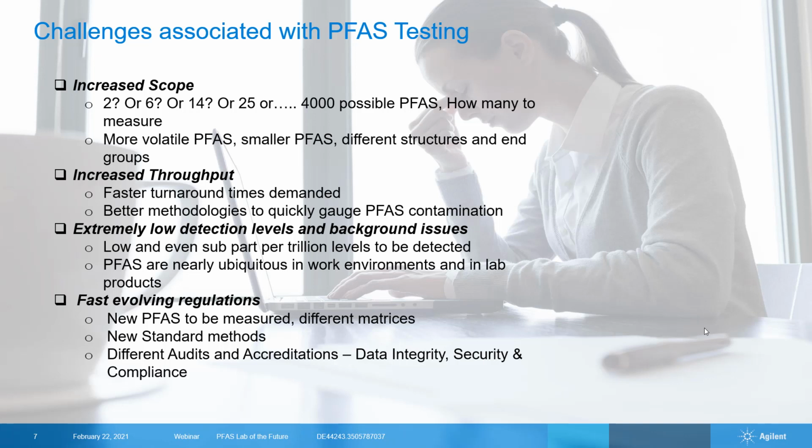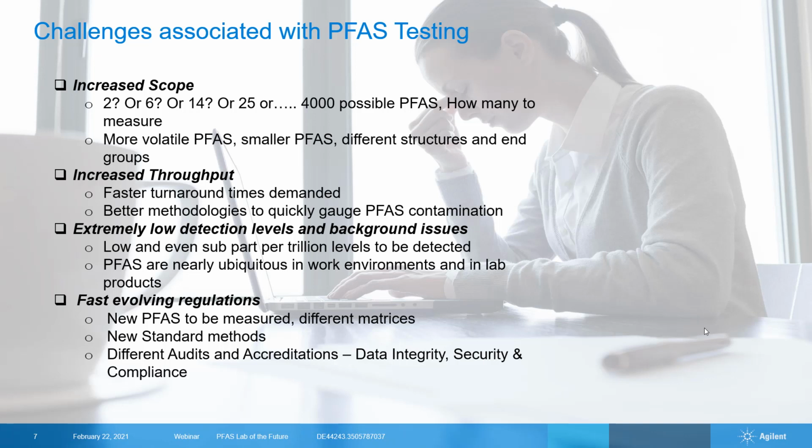So we're going to see this increased scope from labs having to measure more and more PFAS and quantify them accurately. Adding to that, we're now finding more volatile PFAS, smaller chain PFAS, PFAS that have different end groups and different structures that are requiring multiple methods and techniques for analysis. So again, this increased scope moves into not only the number of PFAS being measured, but also the kinds of different and new PFAS that we have to measure as well.